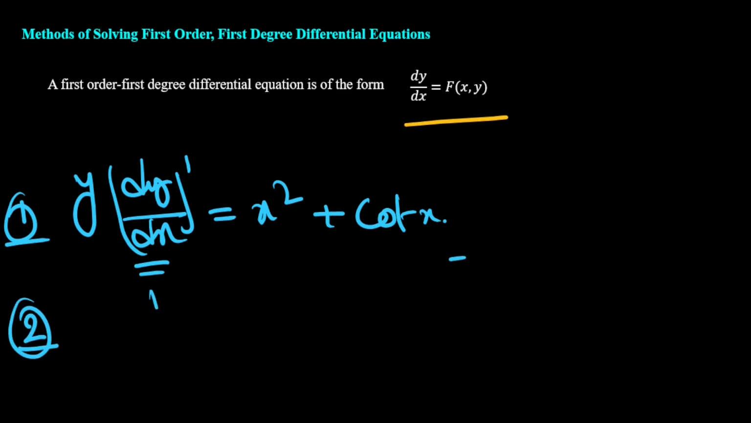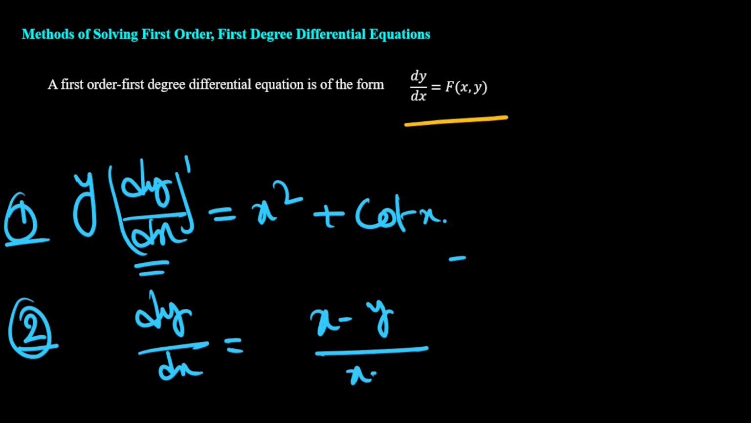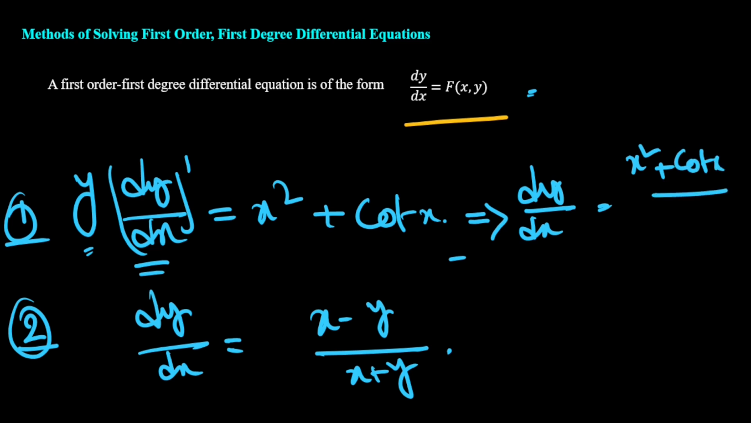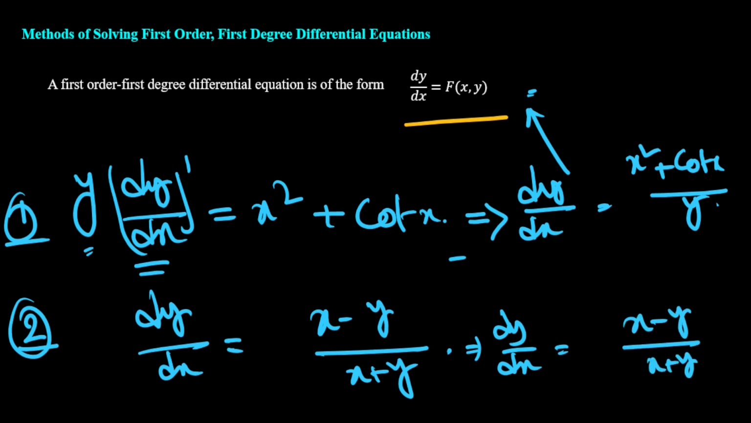Another example: suppose dy/dx = (x - y)/(x + y). This is another example of first order first degree. Previously we discussed the general form, dy/dx = f(x, y). So the first equation we can put in this form when we divide by y: dy/dx = (x² + cot x)/y. So we convert it to this form. And the second equation is already in this form, dy/dx = (x - y)/(x + y). So equation 2 is also a first order first degree differential equation.